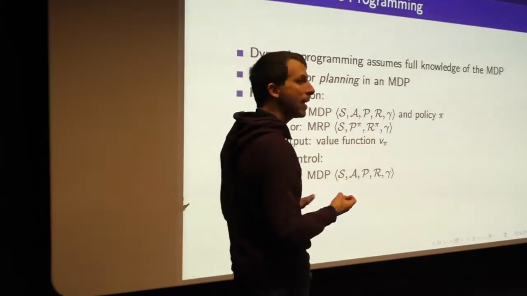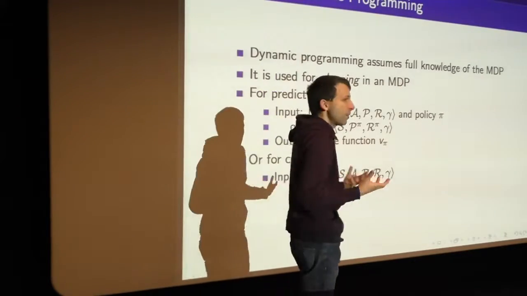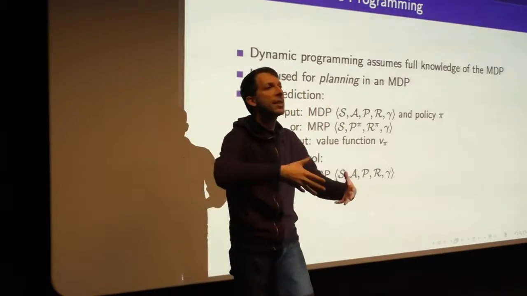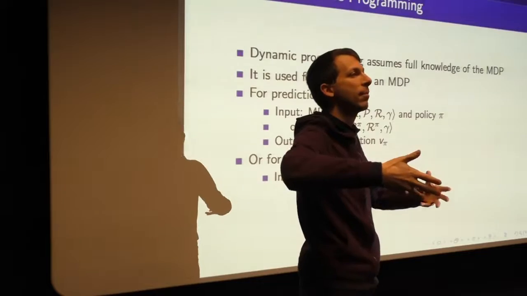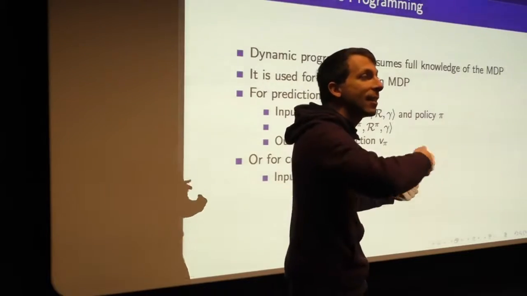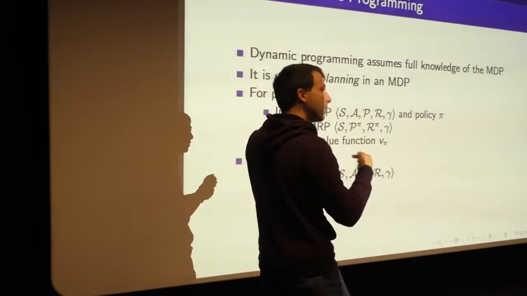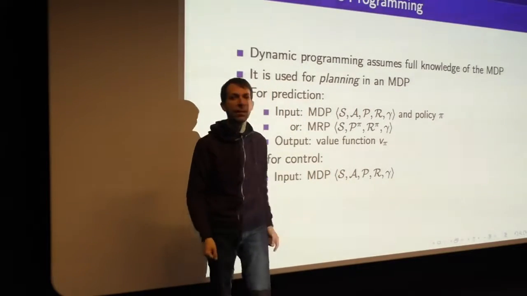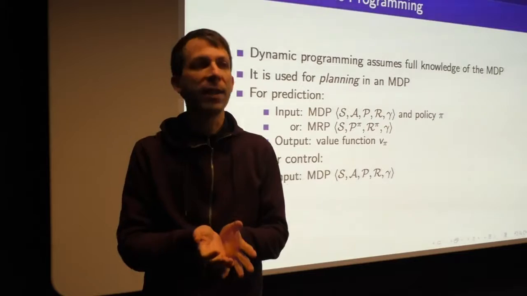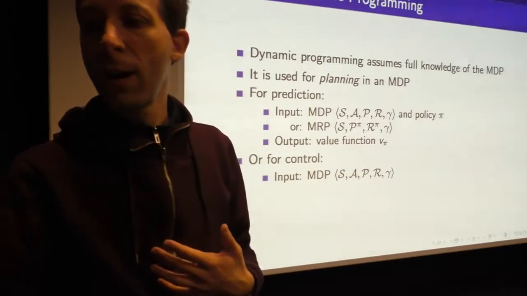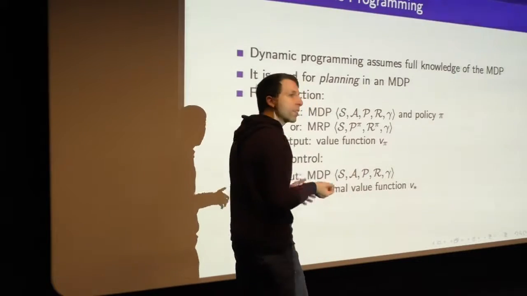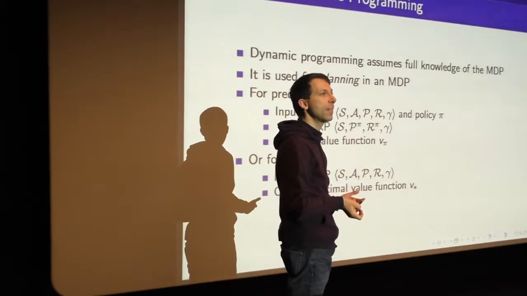Someone tells us the MDP. This thing is known. If you remember the Atari example, it's like someone gives us all the details of the Atari game that we're going to play. We're given access to the internals of how the next state is produced. And we're going to try and do control. So someone gives us an MDP, but now, instead of giving us a policy, what they want to know is the best policy. They want to know, amongst all different policies, what's the most reward that can be achieved in this MDP.